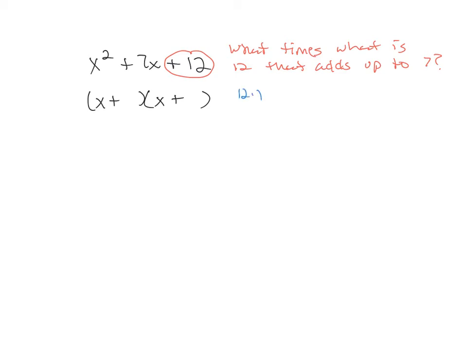12 times 1 makes 12, not 7. 6 times 2 is 12, doesn't add up to 7. 4 times 3 is 12, that does add up to 7. So then, because they're both positive, it doesn't matter the order. So I put 4 and 3.